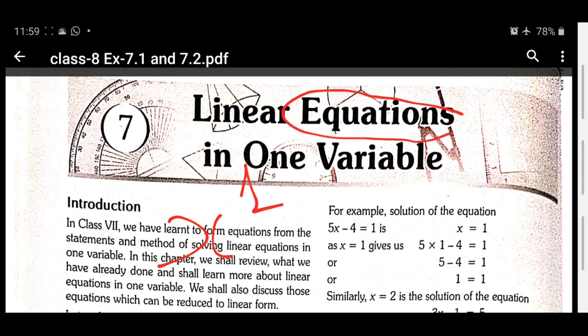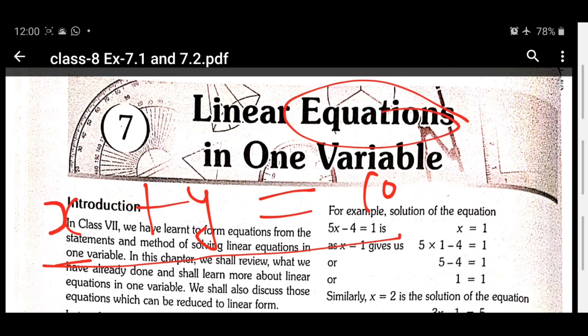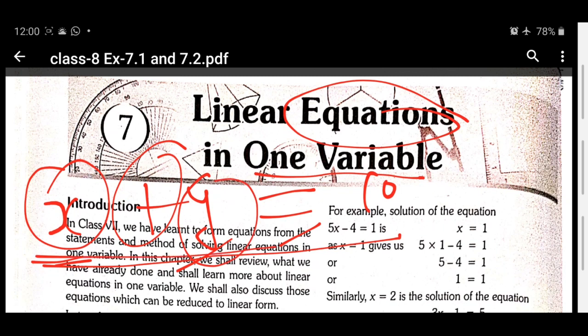What is the meaning of equation? Equation means an arrangement or equality in which some sign comes with some operation, like x plus y is equal to 10. So it is known as an equation. Equation means an equality which has some variable and some operation, in one variable. One variable means there is only one variable, maybe x or maybe y, not both. If both come, it is two variables; only one variable comes, like that.